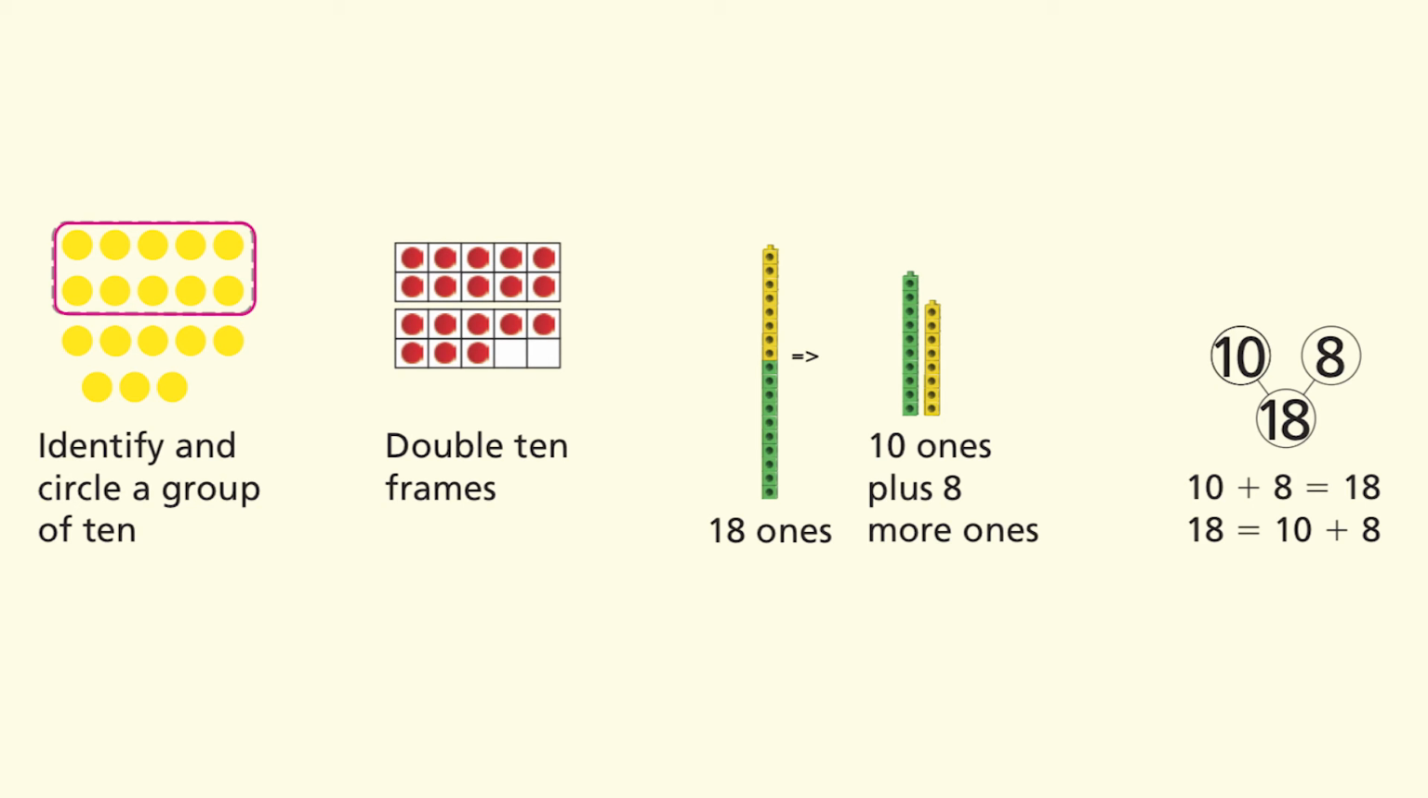Or we take the number 18 and we decompose it into a group of 10 and 8 more. And finally, we write the partner numbers, writing 18 as the addition problem, 10 plus 8, or 8 plus 10. That all happens in kindergarten.